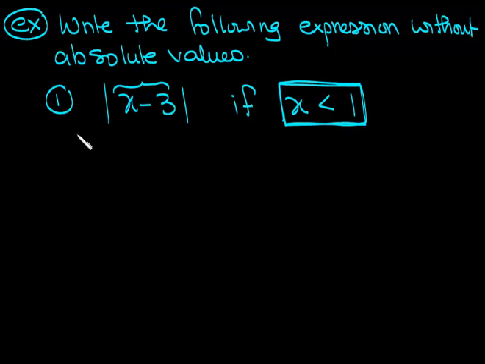For example, if I pick 0, I get 0 minus 3, it's negative 3. On the other hand, if I pick minus 5, I get minus 5 minus 3, I get negative 8. So it's negative again. So you can see for any value of x less than 1, this thing on the inside is always going to be negative. Okay, so we know that the inside here is always negative, and the goal of absolute value is to make something positive. So we'll need another negative in the front when we drop those absolute values.